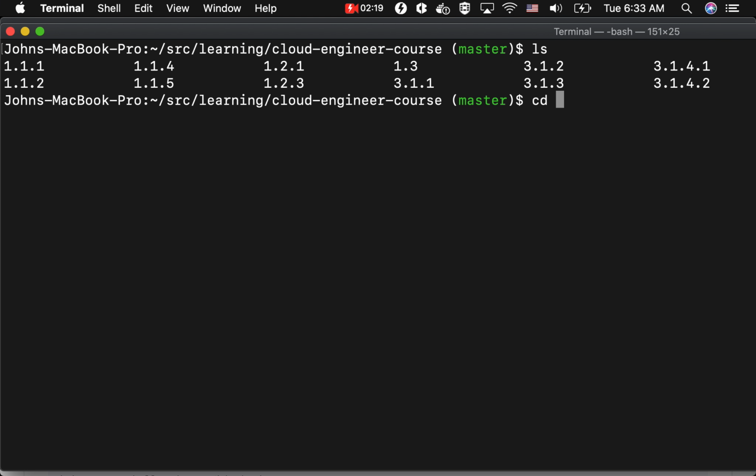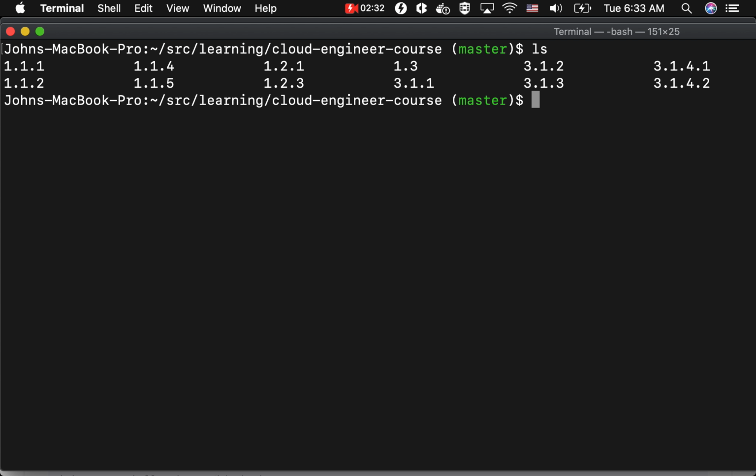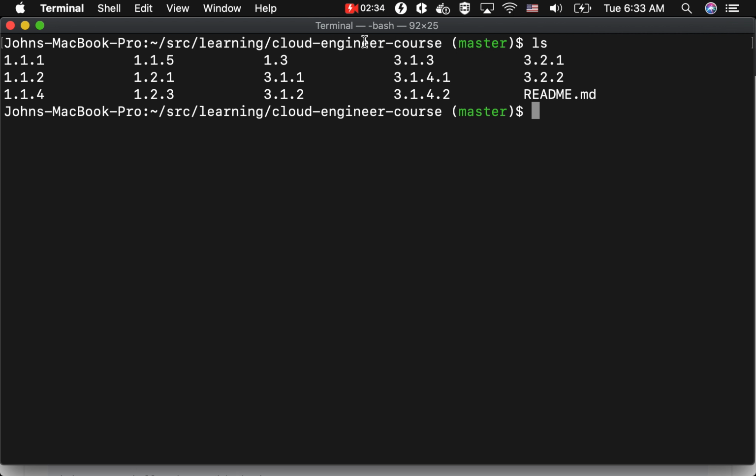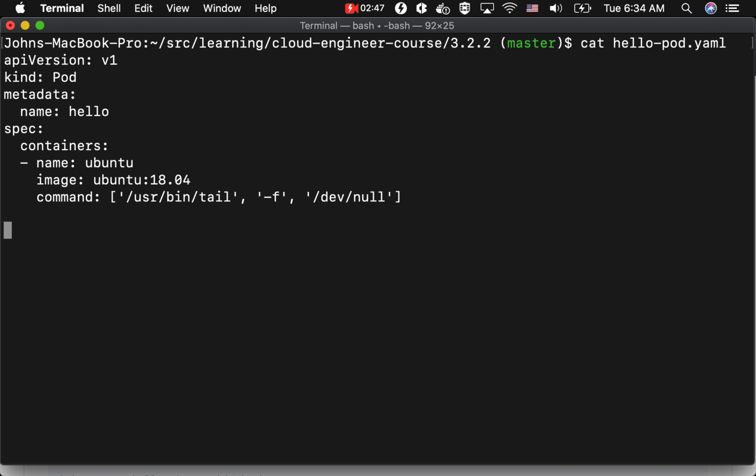I have to get in the right directory apparently. Why aren't I seeing the file here? ls. Let me pause the video for a second. Okay, I'm back. Apparently I have my window stretched out. 3.2.2, I believe. Right, so let me clear the screen, cat hello pod.